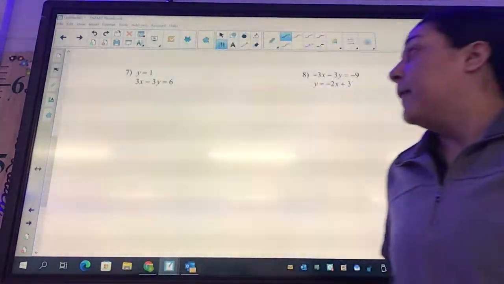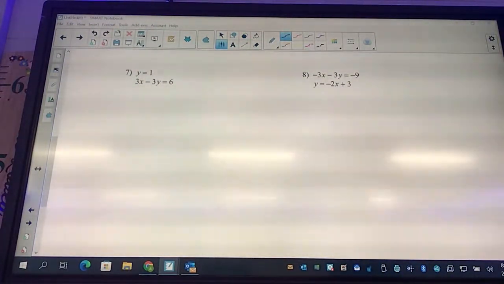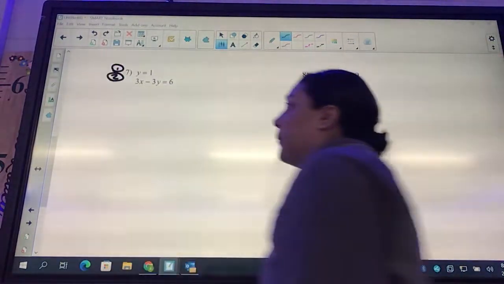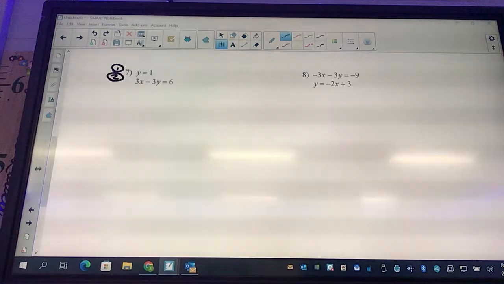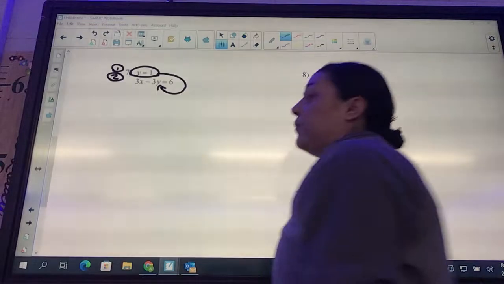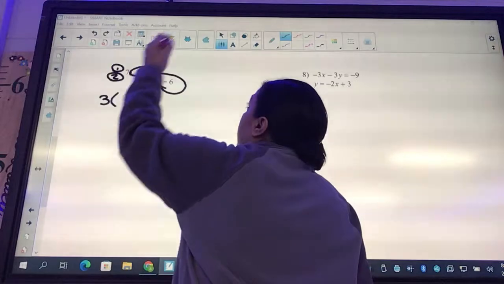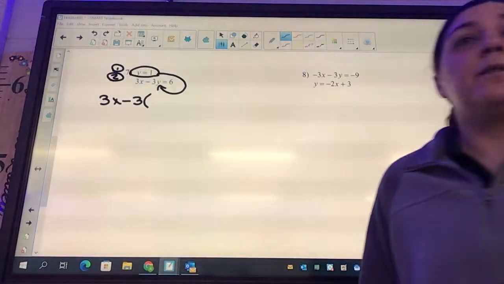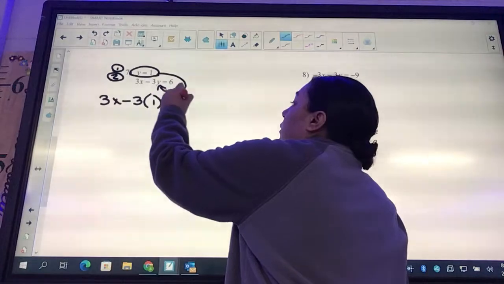Okay, 7. 7 looks a little bit different than what we've been doing, but they're actually easier than the other ones. But it's still the same process, same steps. So you've got equation 1 and equation 2. Which one are you going to circle? Equation 1. And that gets plugged into the other equation. So you're going to get 3x minus 3, and what are we plugging in for y? 1 equals 6.